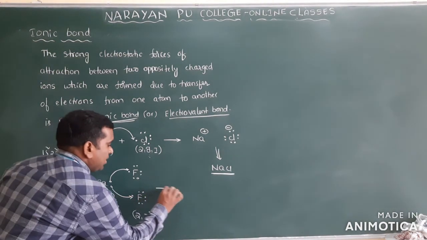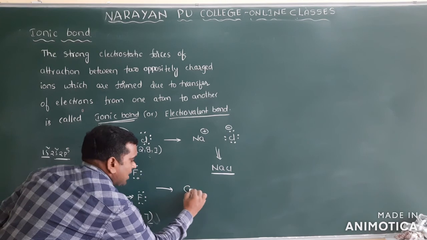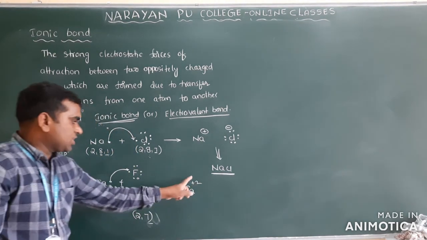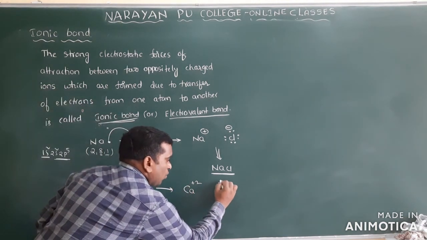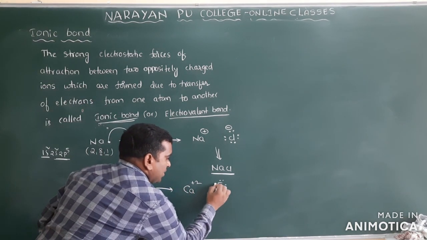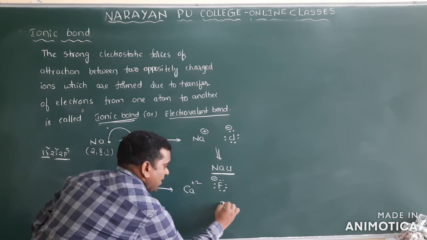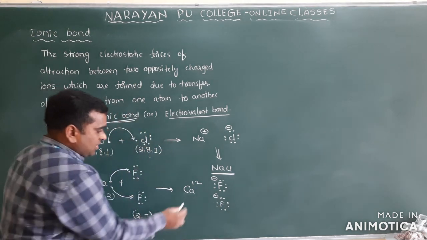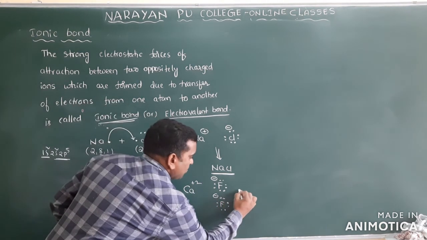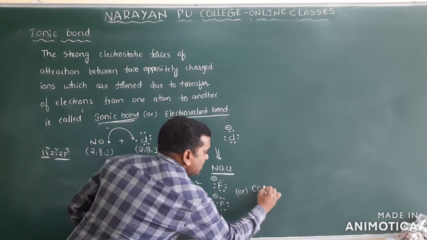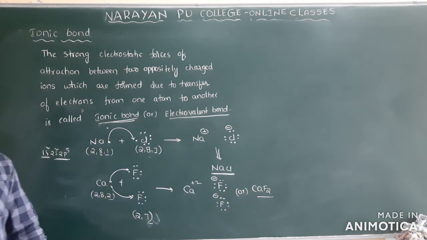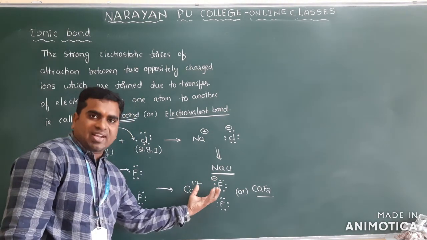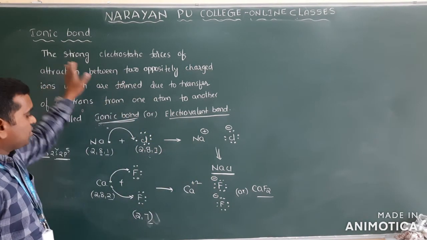Then what will happen? When they react, calcium is losing 2 electrons. Calcium is donating 2 electrons, meaning losing 2 electrons, so it gets a positive charge. And here, fluorine gets the negative charge, and the other fluorine also gets the negative charge. Clear? So these positive and negative charges attract, and we can write this compound as CaF2.